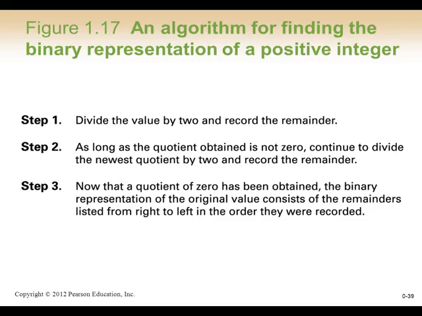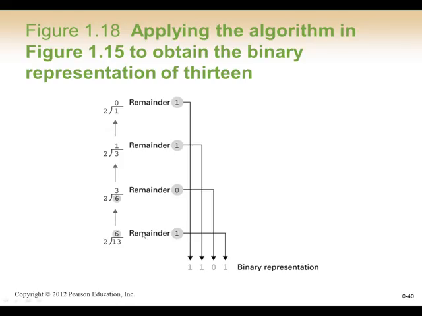So going from 13, I want to go to base 2. I take 13 divided by 2, I get 6. 6 divided by 2, I get 3. 3 divided by 2, I get 1. 1 divided by 2, I get 0. So I put these things next to each other: 1, 1, 0, 1. That is going from decimal to base 2. If I want to go to hexadecimal, 13 divided by 16 is going to give me what?